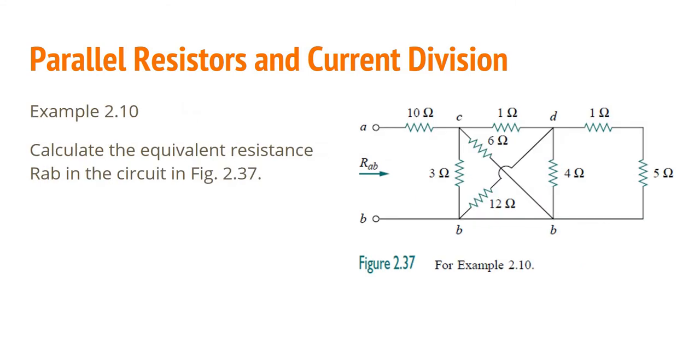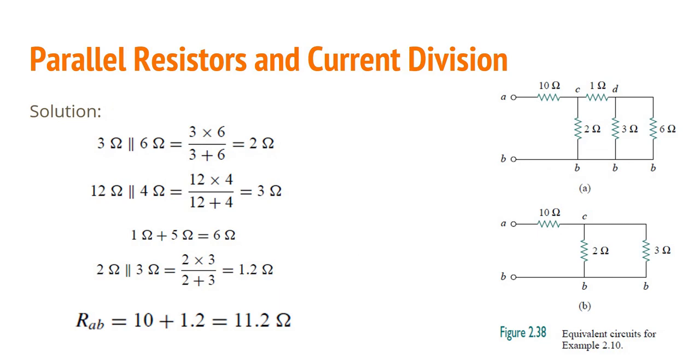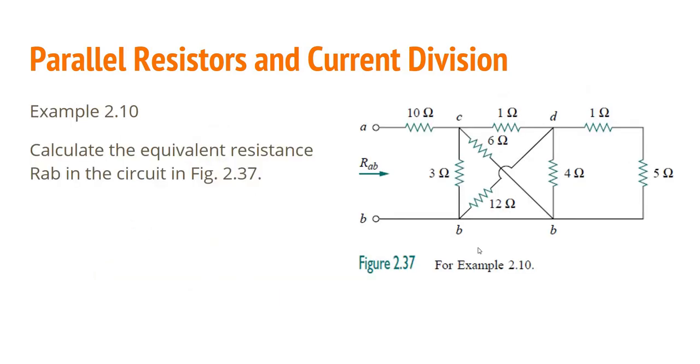Okay, how about this? Calculate the equivalent resistance RAB in the circuit in figure 2.37. Okay, let's go directly to the solution. Okay, balik na diri sa figure 2.37. Nakabutang diri nga ang point B, so naay tulo ka B, 1, 2, 3 nga point B. Pasabot ana, isa lang na siya ka node. Sa ato pa, kaning 12 ohms, nakaparallel ni siya sa 4 ohms. And then, kaning 1 ohm o 5 ohm naka-series.